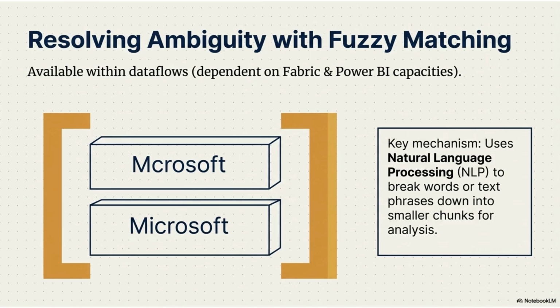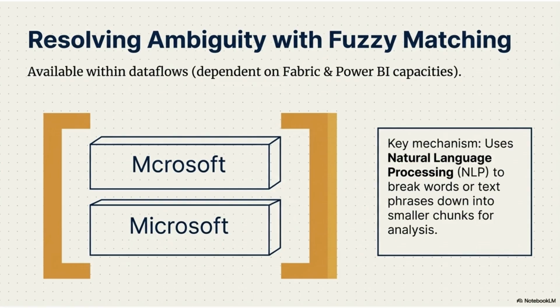So we have something like fuzzy matching. The data that we get is the raw data. It will be messy. Some names or anything will not match, or the formats might differ, and duplicates will exist. So fuzzy matching helps solve this by identifying similar values, even if they are not identical. This is a game changer for data cleansing. In fuzzy matching, the key mechanism is that it uses NLP, natural language processing, to break words or text phrases down into smaller chunks for analysis. We'll understand this in detail as well.